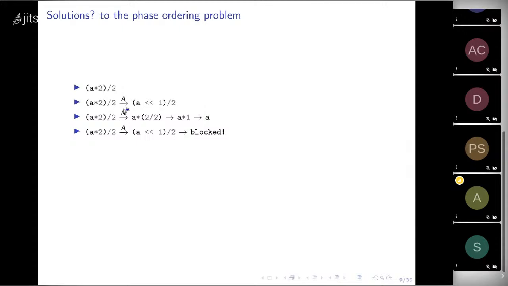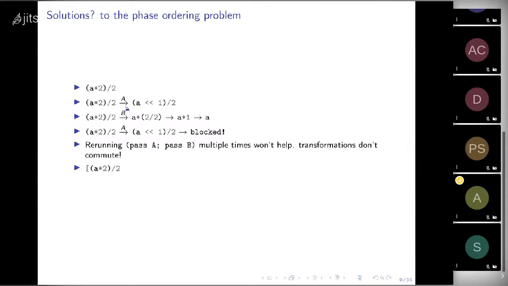And so we're blocked. In some sense, the actual problem is that these transformations fail to commute. Running an a inherently blocks a b, and similarly running a b inherently blocks an a. And so our previous solution of rerunning an a and a b and an a and a b won't work anymore, because running one of them just blocks the other one. So these passes sort of interfere with each other.